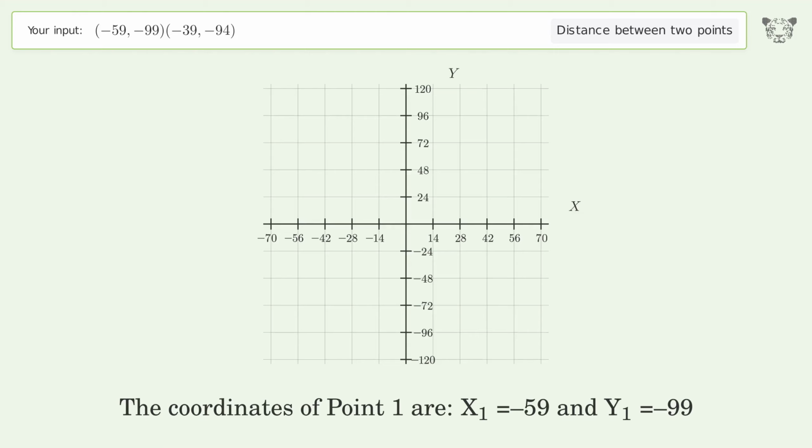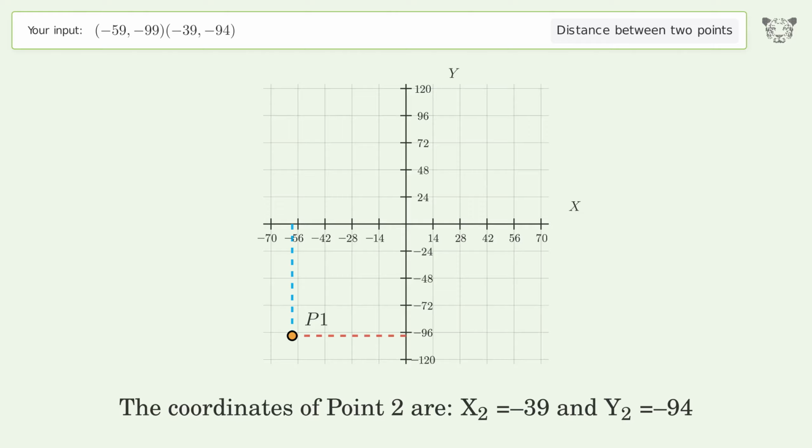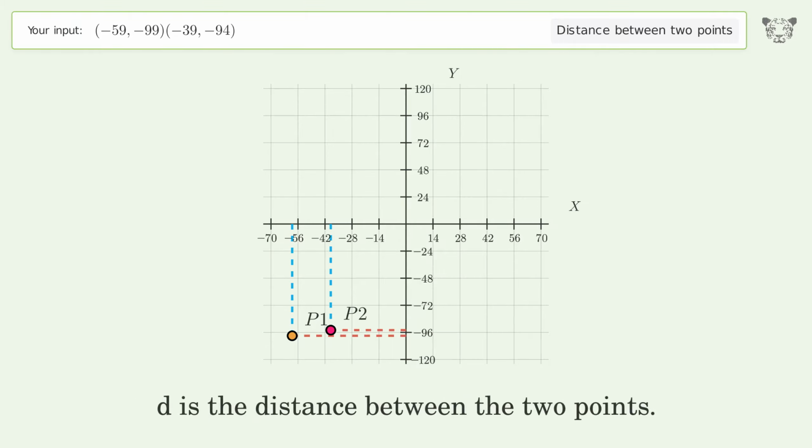The coordinates of point 1 are x1 equals negative 59 and y1 equals negative 99. The coordinates of point 2 are x2 equals negative 39 and y2 equals negative 94. D is the distance between the 2 points.